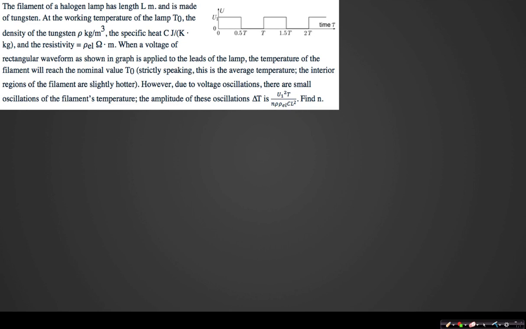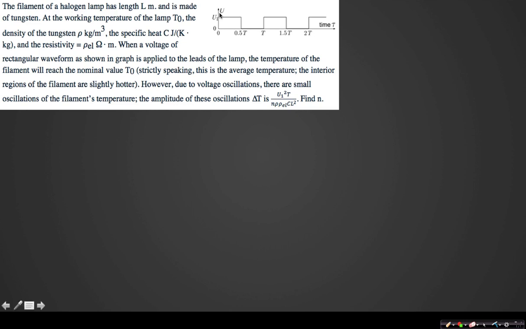Strictly speaking, this is the average temperature. The interior region is slightly hotter, right? So basically it is talking about the surface temperature, right? Interior region is slightly hotter. However, due to voltage oscillations, there are small oscillations in the filament's temperature. What is the amplitude of this temperature oscillation? You have to find it. It is given in some numerical form, so you have to calculate the value of n actually.